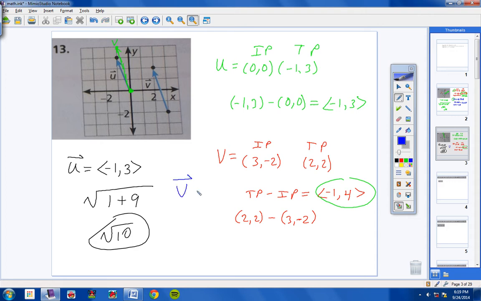Here's vector v. Vector v is -1, 4 right here. Now let's find the length or the magnitude or the distance, if you will, of vector v. Well, it's real easy. Square -1 in your head, you get 1. Square 4 in your head, you get 16. Add those two together and take the square root. There you go, square root of 17. Boom. That's the distance or the length or the magnitude of vector v.